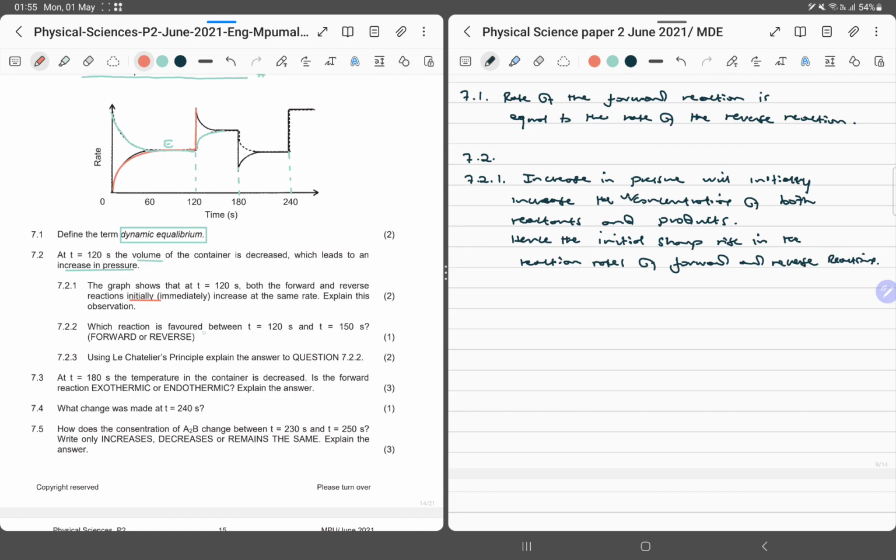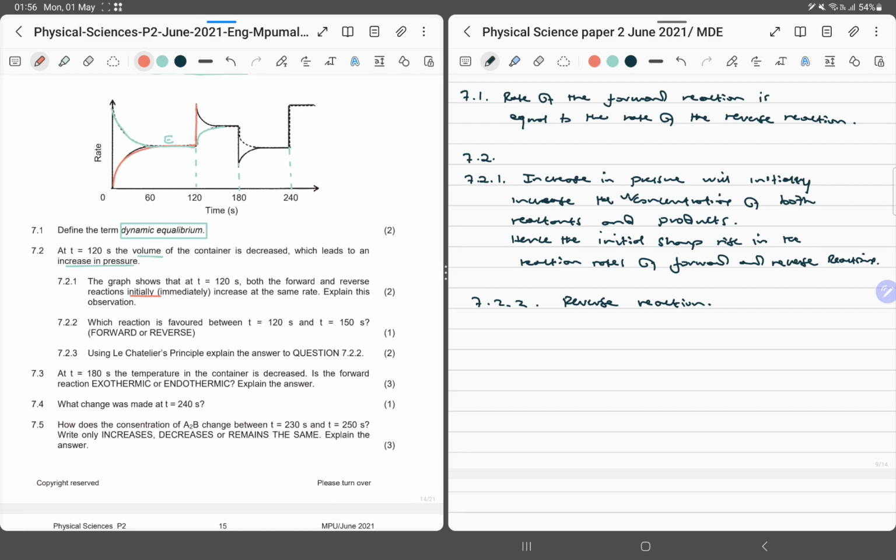Which reaction is favored between T120 and T150? Now, between T120 and T150, we can see that it's the reverse reaction that is favored, because the one that is above the other is the one that's favored. So it is the reverse reaction. So 7.2.2, it is the reverse. Okay, great. Not a big deal.